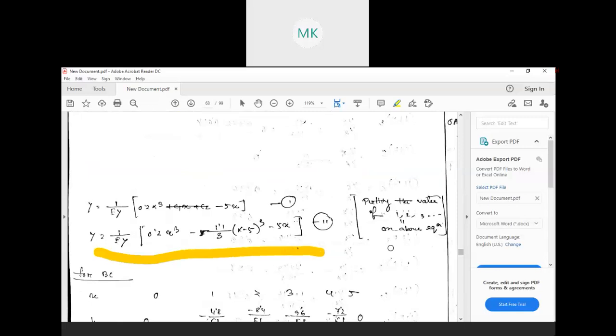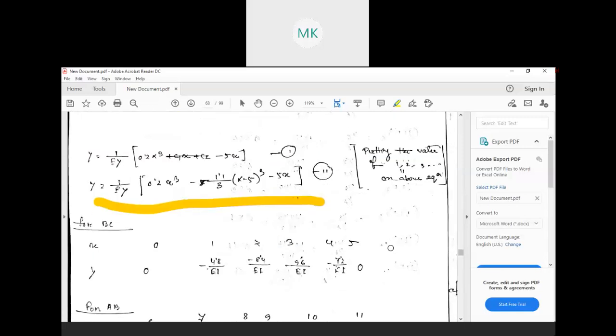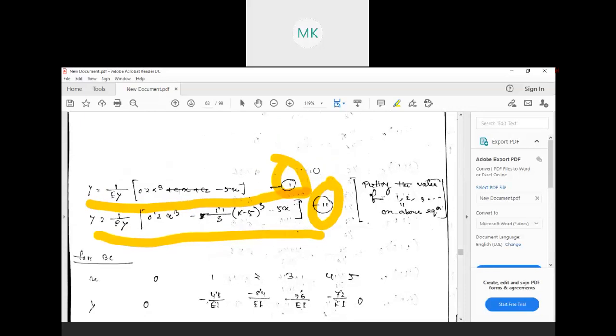Now we have two equations, equation 1 and equation 2. We have got two equations: this is for line BC, and this is for line AB.